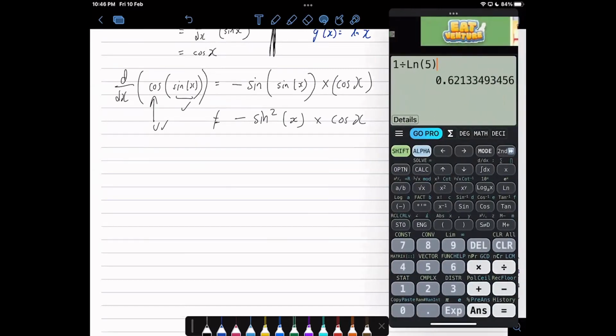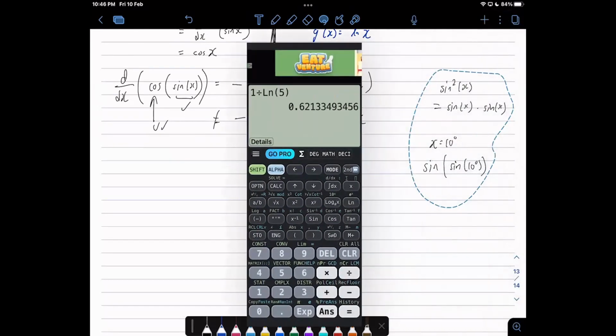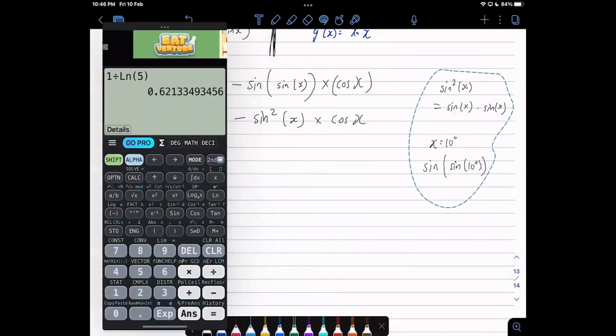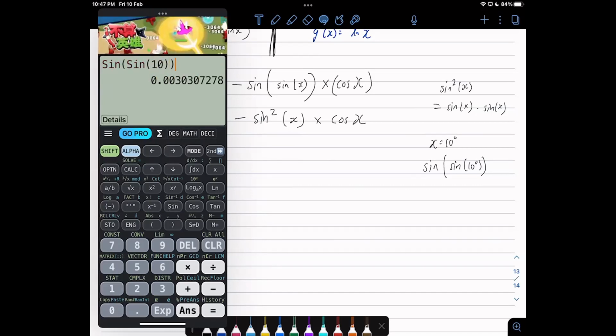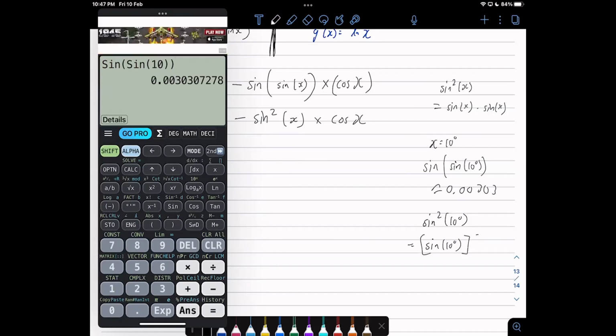I can move my calculator, right? Sine of 1 degree mode. Okay, deg is degree. Sine of sine 10 is what? Approximately 0.00303, right? But if you take sine square of 10 degrees, this is really just sine of 10 degrees one time and then bracket square outside.